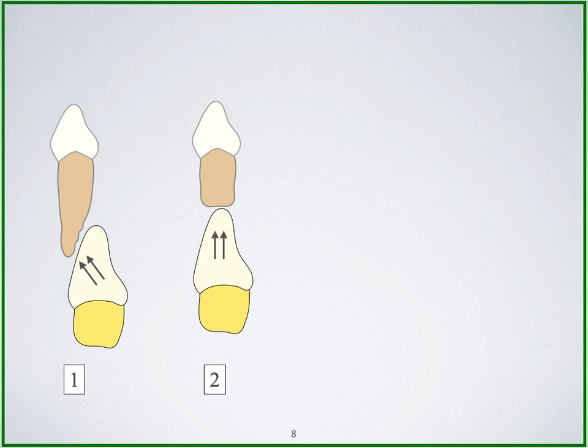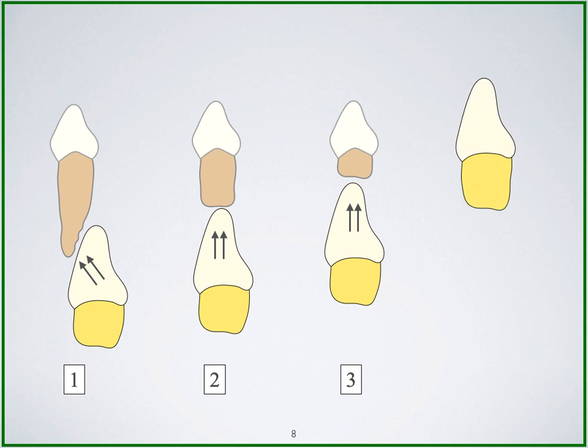Number 3, there is less than a third of the root of the deciduous anterior tooth left and the tooth begins to loosen. Number 4, the permanent incisors erupt with the falling out of the deciduous one.